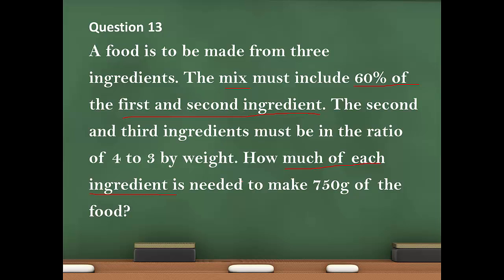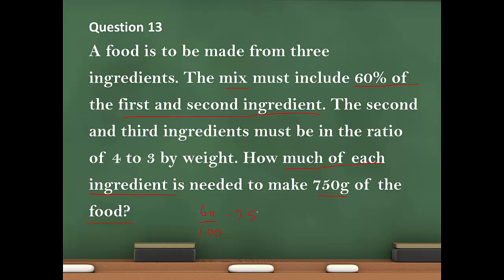All right, now we want to make how many now? How much of the food do you want to make? 750 grams of the food. The first and second ingredient must account for 60% of the 750 grams. So you find 60% of 750 grams. You go ahead and find it. 60% of 750 grams. You do that.